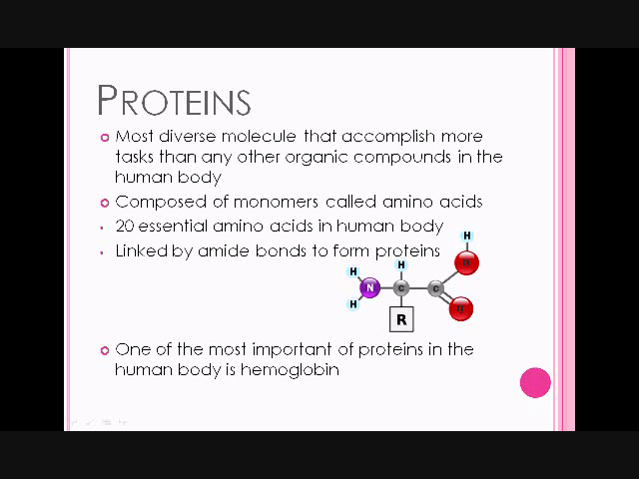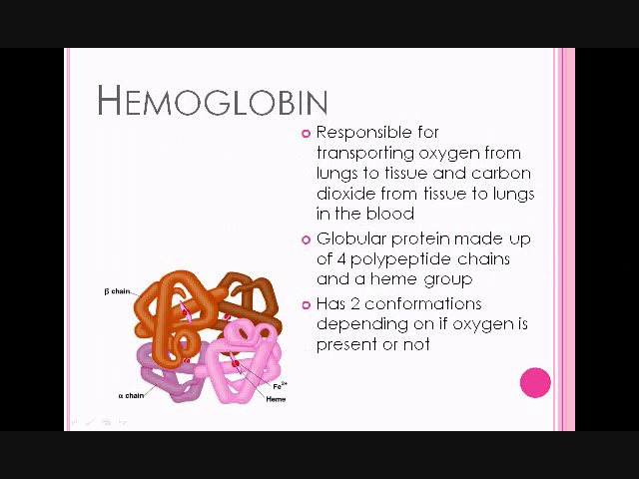One of the most important proteins in the human body is hemoglobin. Hemoglobin is responsible for transport of oxygen in blood, transporting oxygen from your lungs to your tissues, and carbon dioxide from your tissues to your lungs. Hemoglobin is a globular protein made up of 4 different polypeptide chains and a heme group with an iron center. Hemoglobin has 2 different conformations depending on if oxygen is present in the protein or not.